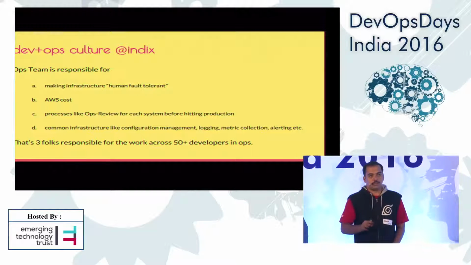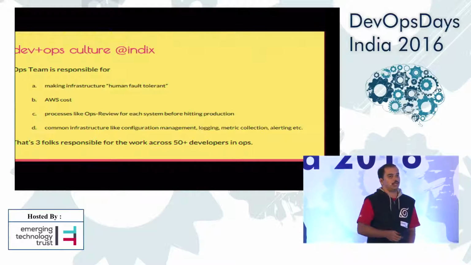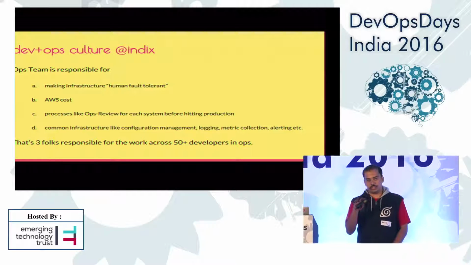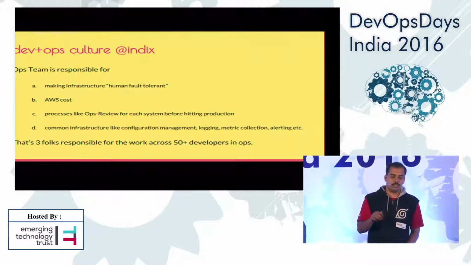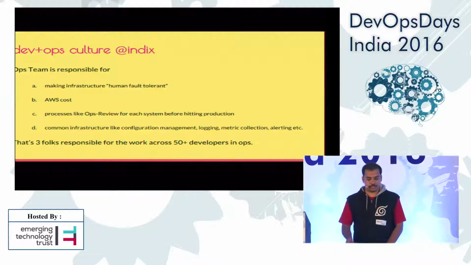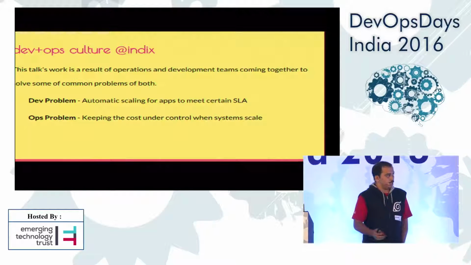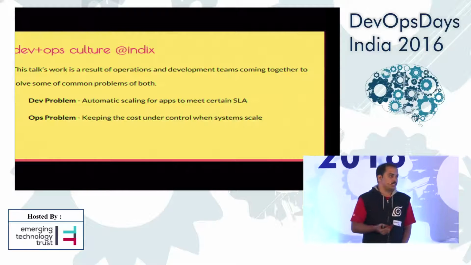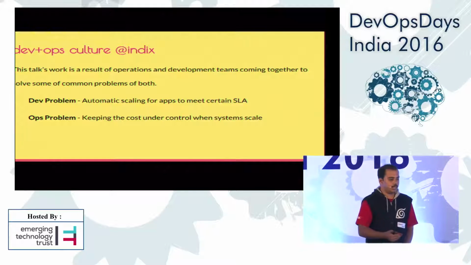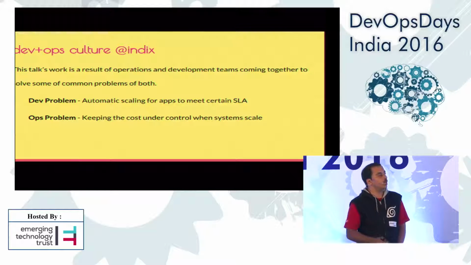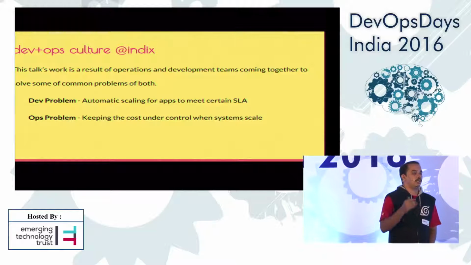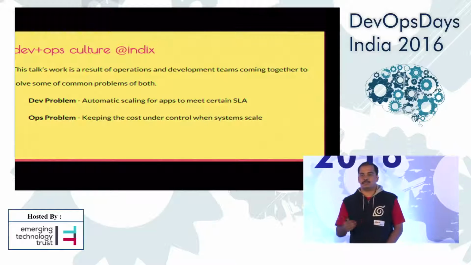Just to give you numbers, we have around 3 people in the ops team overlooking the operations work done by 50 plus developers across the board. So this talk is about these things. It so happened that around the same time last year, we had this problem where our cost was increasing and our systems weren't scaling enough.